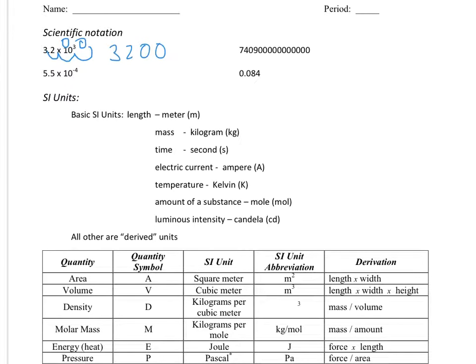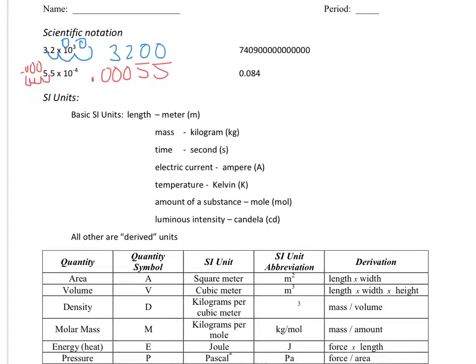So 5.5 times 10 to the negative fourth. That tells me that I'm going to move my decimal point 4 places, but because that's negative 4, I'm going to move it to the left. So you can think negative is left, positive is right, or you can think positive is a big number, negative is a small number. So I need to make it smaller, so I'm going to go 1, 2, 3, 4, and I put my decimal point there. Then I fill in zeros. So it's 0.00055. Pretty small number.